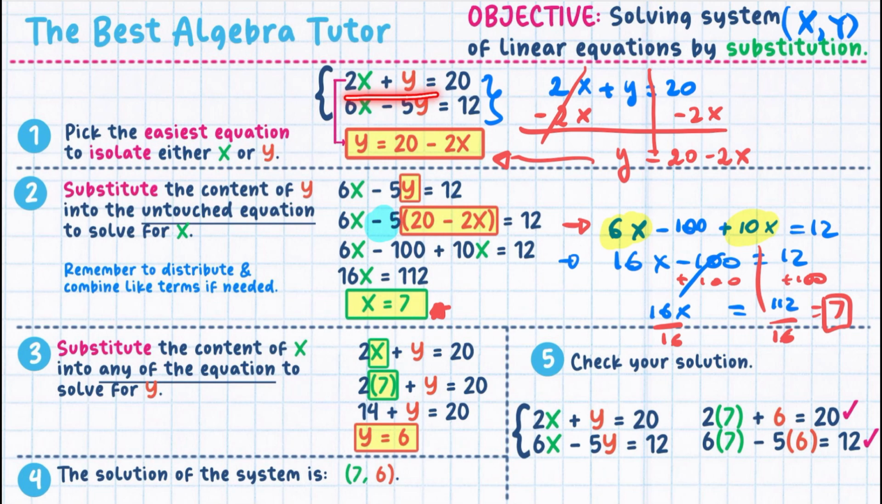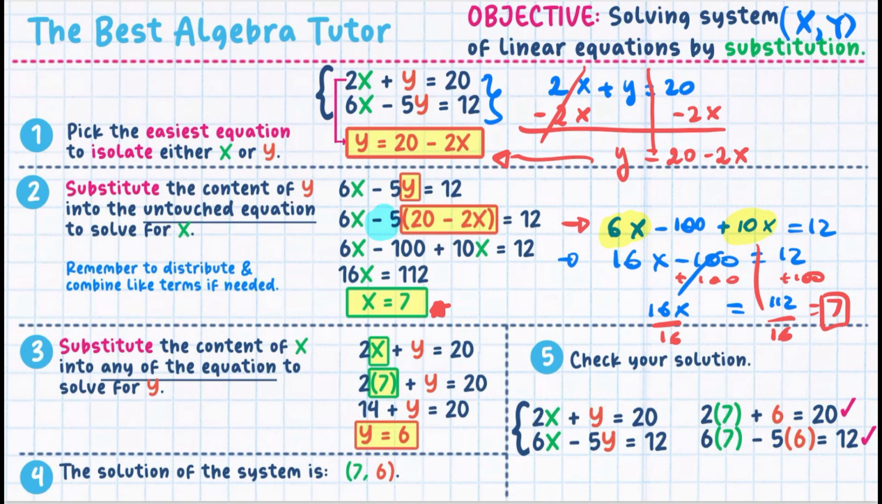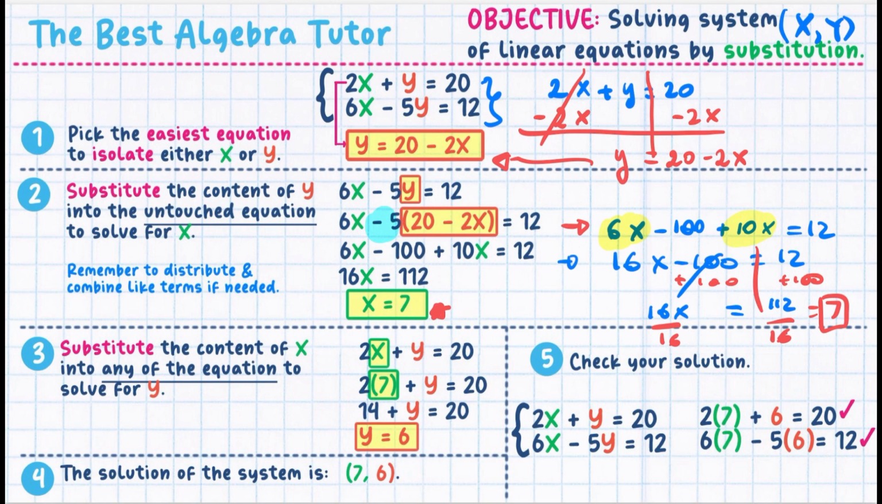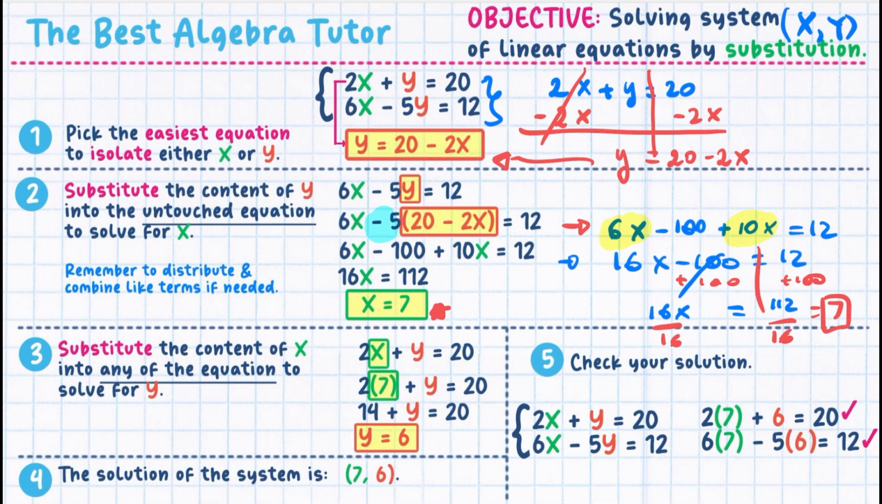So let's say I want to pick the first equation, 2x plus y equals 20. My x is 7. So 2 times 7 plus y equals 20. 2 times 7 is 14. 14 plus y equals 20. And we're going to minus 14 on both sides. So 20 minus 14 is y equals 6.